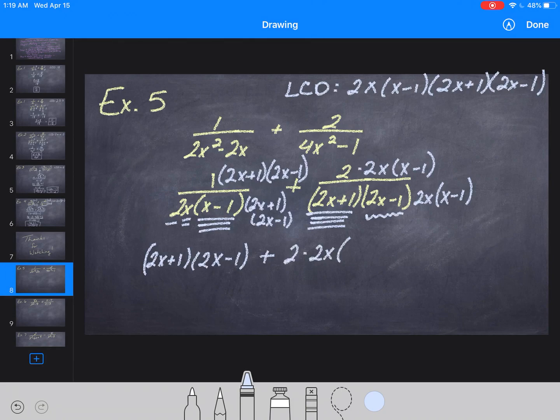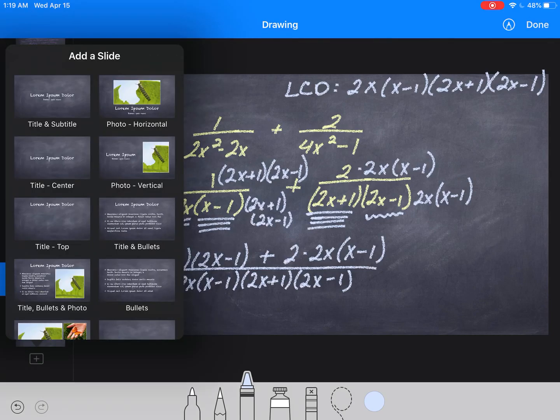Plus 2 times 2x times x minus 1. All over my least common denominator, which would be 2x, x minus 1, 2x plus 1, 2x minus 1. Then I would go ahead and simplify using the distributive property and combining like terms. I'm going to simplify my numerator.